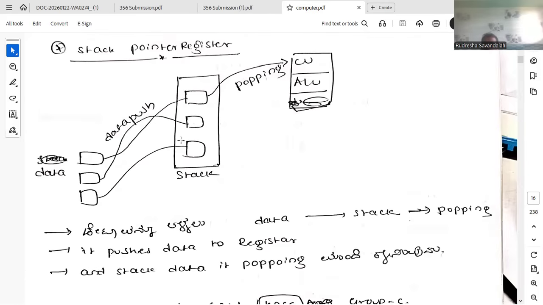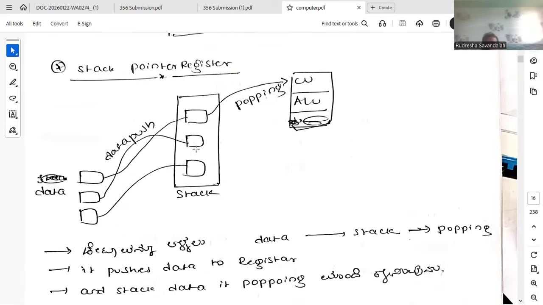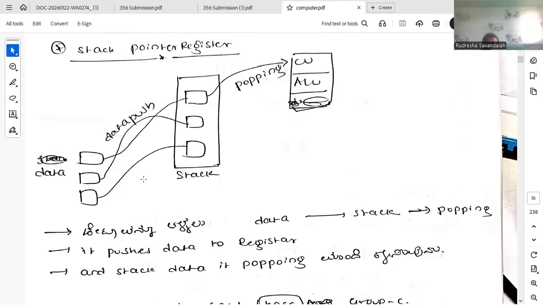See here, stack pointer register. Stack pointer register data.